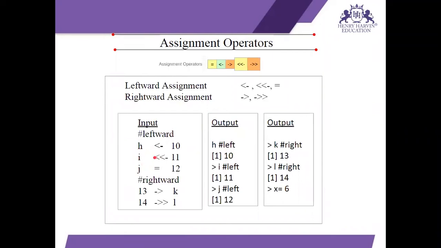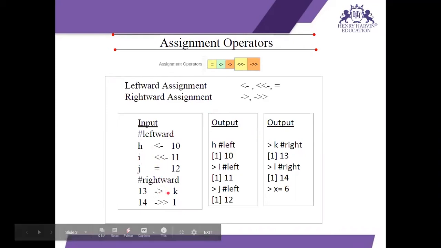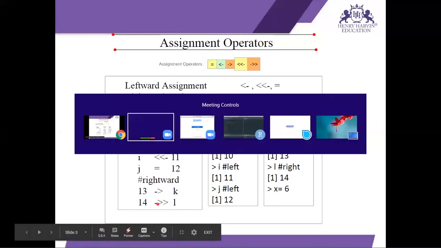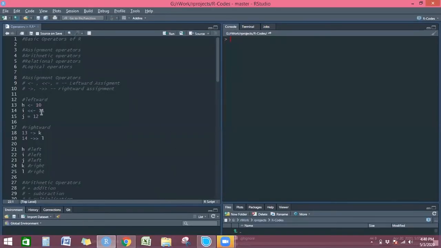h. Similarly, you can use a double less than sign and then a hyphen, and the equal to sign will also operate in the same way. Similarly, there are rightward operators, where a hyphen and greater than sign, or a hyphen and double greater than sign are used. So let's go to R and let's execute the commands. First, we'll create 5 kinds of variables and then we'll execute and see what the results are.